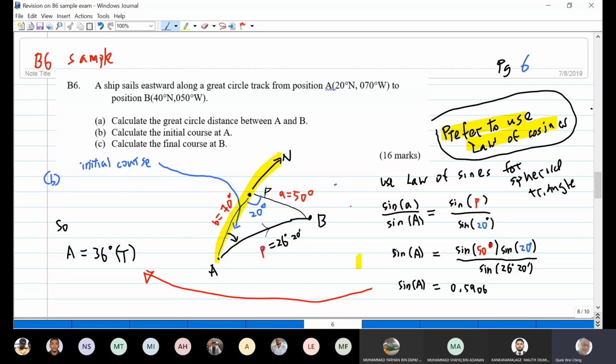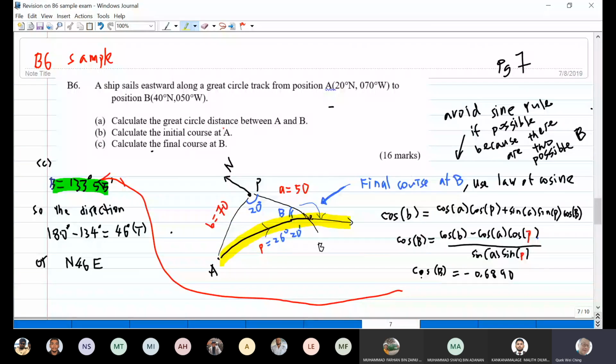Part C now. Find the final course at B. Basically, the bearing, which direction it moves now. Let me illustrate to you again before I move on. The ship goes from A to B. So the ship actually moves from this point to this point, B, right? And continues.